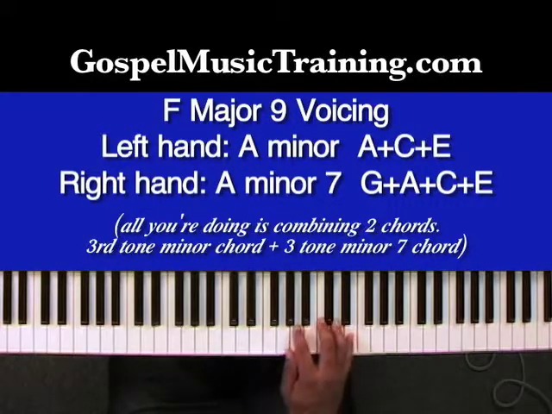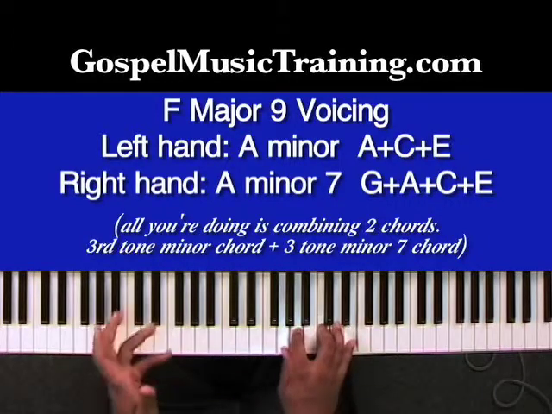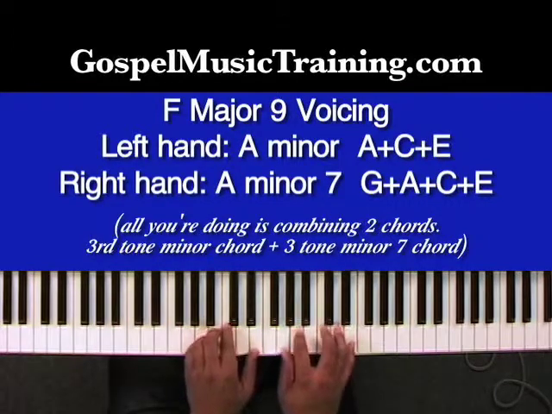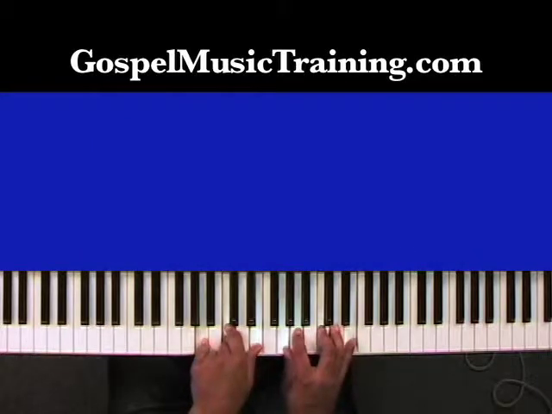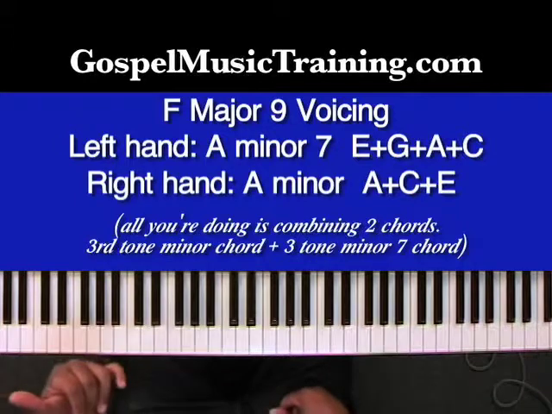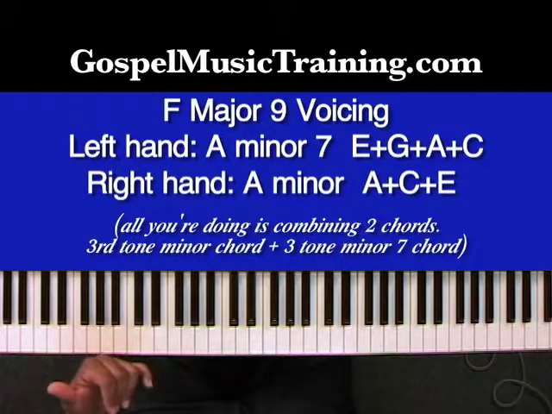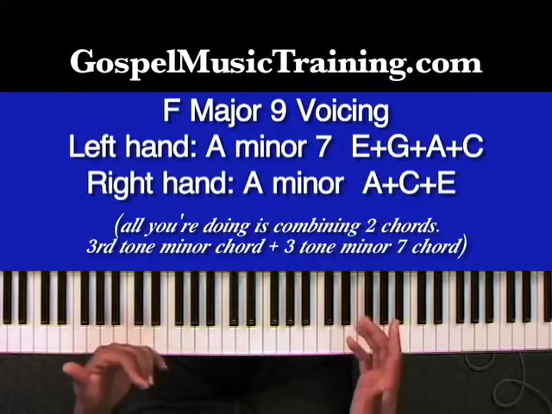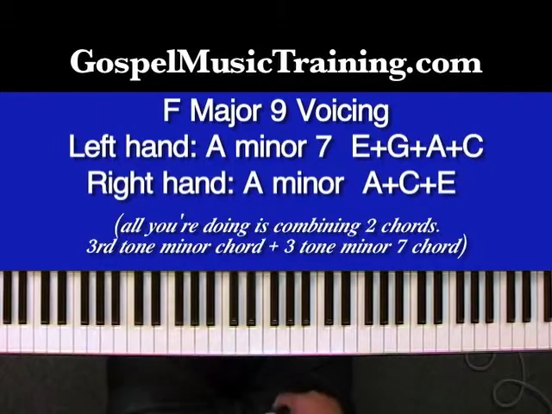So either you can play the A minor 7 chord in your right hand, and just the regular A minor chord in your left. That's going to give you this voicing. Or you can switch the roles, and in your left hand play the A minor 7 chord, and in your right hand play the A minor chord. And it's going to give you the same type of effect, but a different voicing.